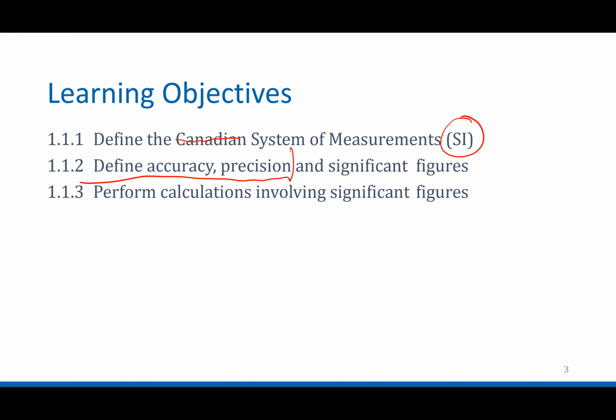But I mentioned to my class earlier, when you get into high level science, even in America and the United States, so if you went to like MIT or you worked at NASA, they would use the same system of measurements. So the outcome says Canadian, but it's Qatari, it's Japanese, it's the whole world. And we'll end off with accuracy and precision.